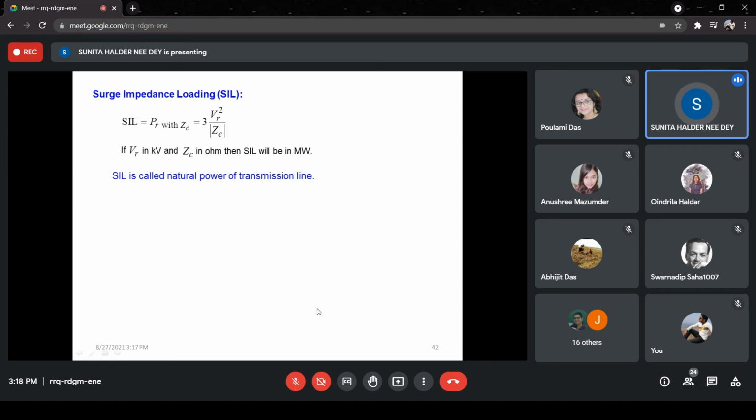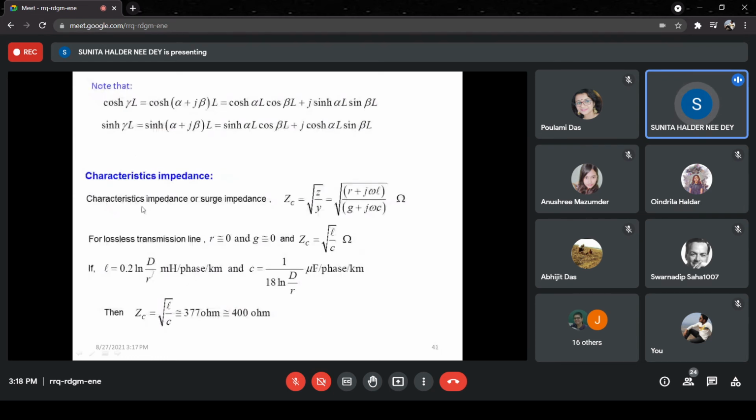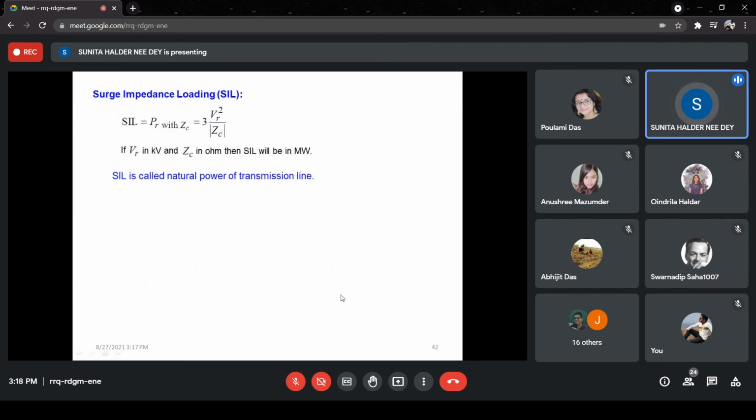Then there is one term, surge impedance loading. You may notice that Zc is called characteristic impedance or surge impedance. Now in transmission lines, there is a term, surge impedance loading. What is that? Surge impedance loading, or SIL, is when the receiving end is loaded with Zc. If the receiving end is loaded with an impedance equal to the characteristic impedance, then it is called surge impedance loading. So it will be 3 VR square by Zc, where VR is in kV and Zc is in ohm, right? Obviously VR is the phase voltage.